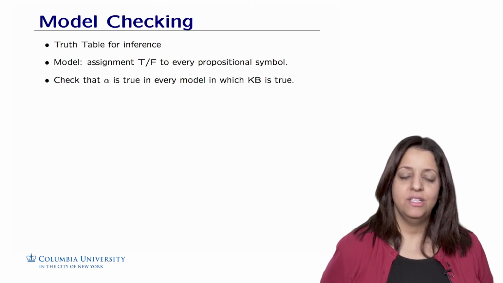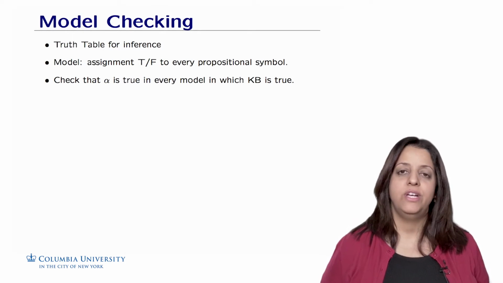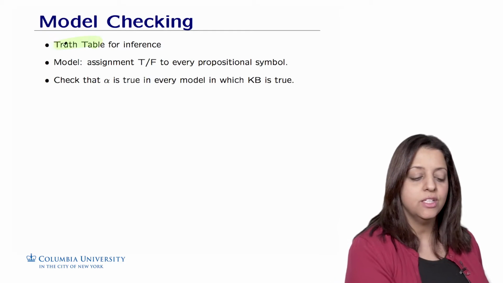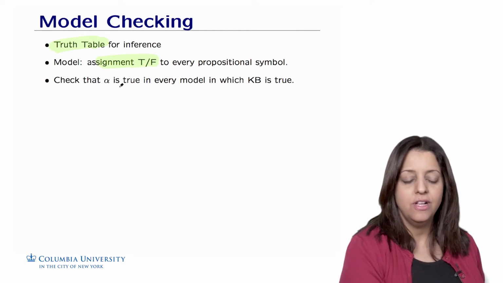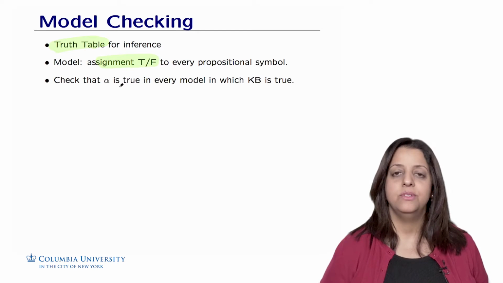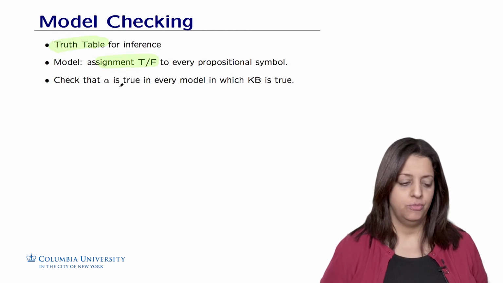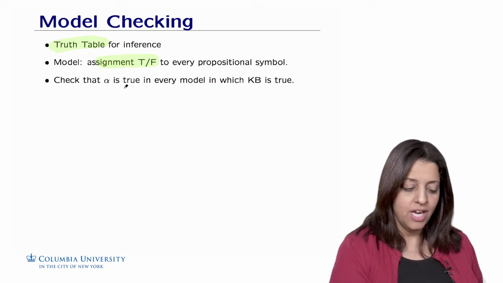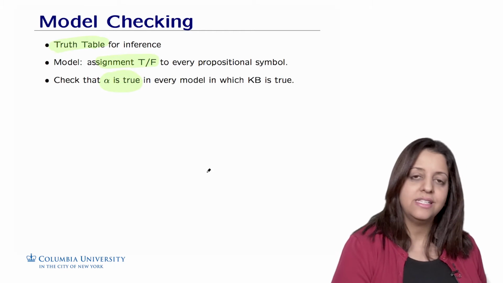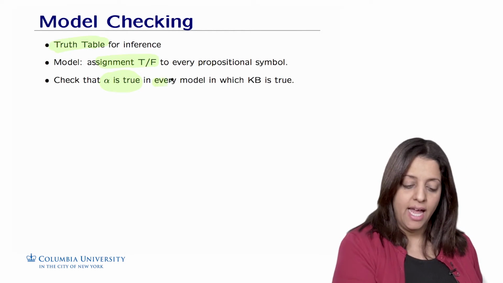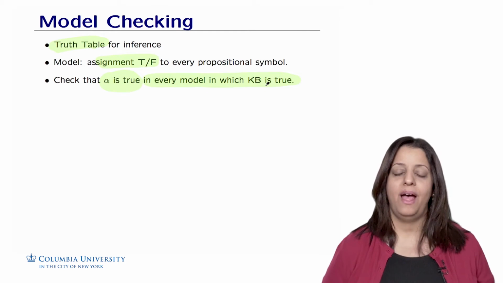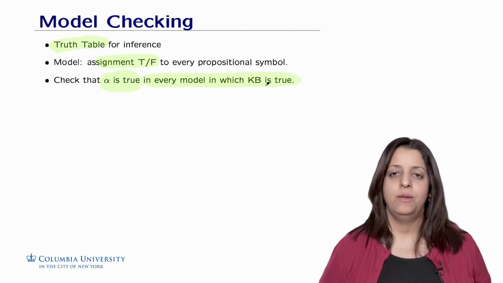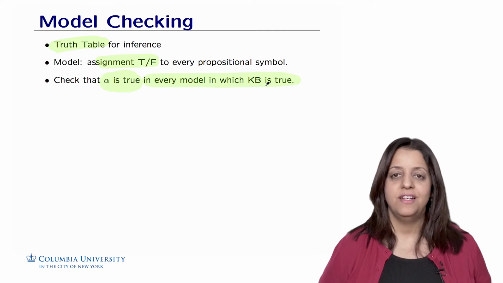Let's get started with model checking, in which we are going to enumerate all possible models using truth tables. A model is simply an assignment of true or false to every propositional symbol in the sentence or the formula. What we need to do is check that the sentence alpha is true in every model in which the knowledge base is true. So I'm going to check by examining this truth table whether we could find that alpha is actually true whenever KB is true.